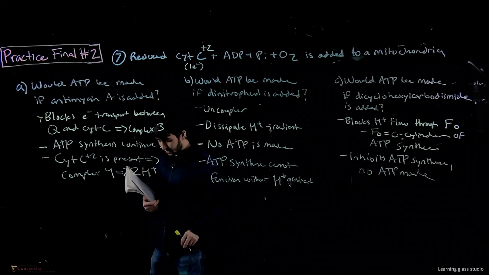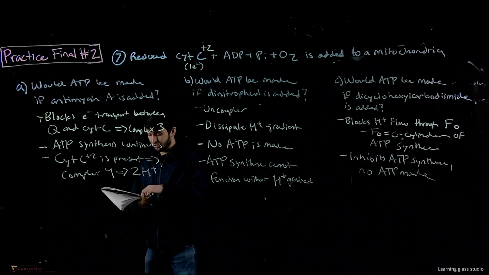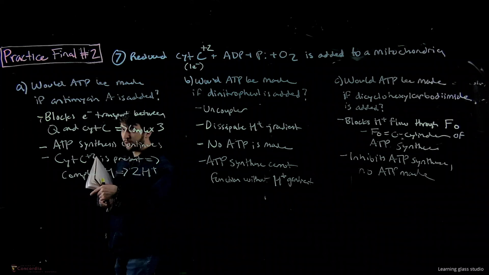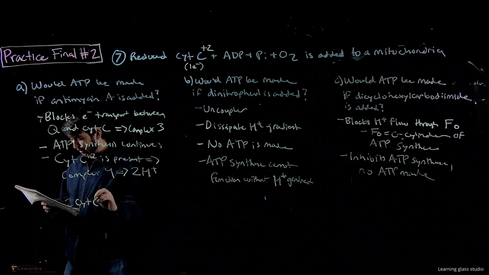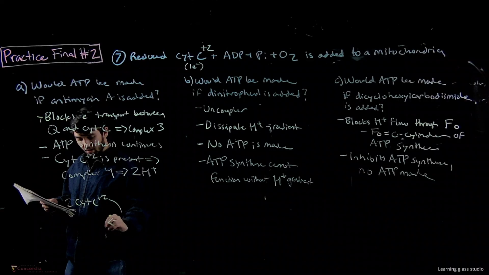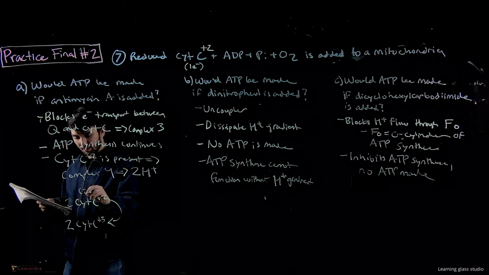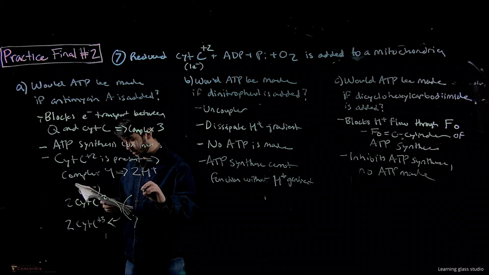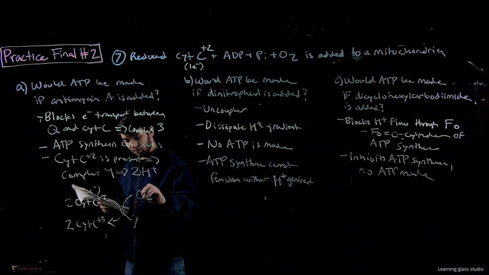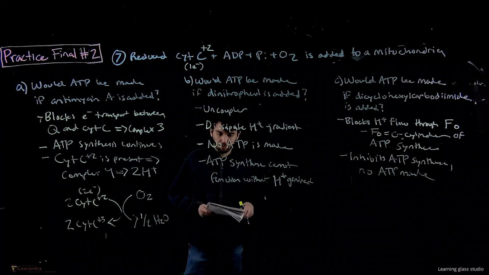All right, there is one more part to this question that we can go over. In each case, indicate the flow of electrons through the system. So here, this is just going to be complex 4, so 2 cytochrome C+2 gets oxidized to make 2 cytochrome C+3. This one's carrying the 2 electrons here, and then this will go on to reduce oxygen to make 1/2 H2O. The marker's bad, but you can read it.